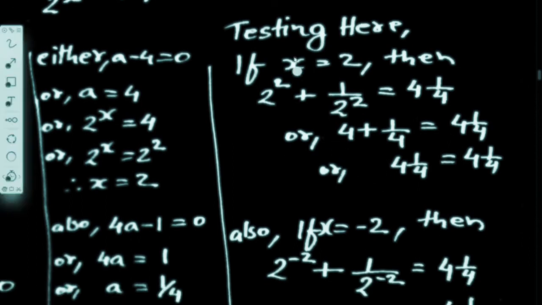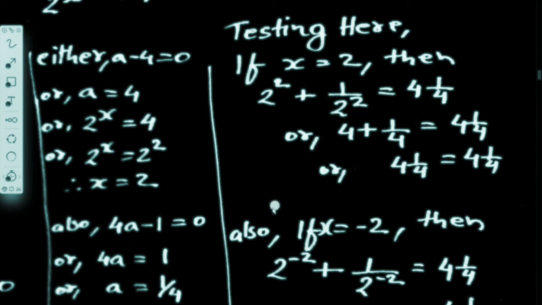See here, testing: our first value is x equals 2. If we use x equals 2 in every place of x, then 2 power x plus 1 by 2 power x, in place of x we keep 2. So 2 squared plus 1 by 2 squared equals 4, 1 by 4. 2 squared means 4, plus 1 by 2 squared means 1 by 4, equals 4, 1 by 4. Here both sides are the same. It means the value x equals 2 is right.